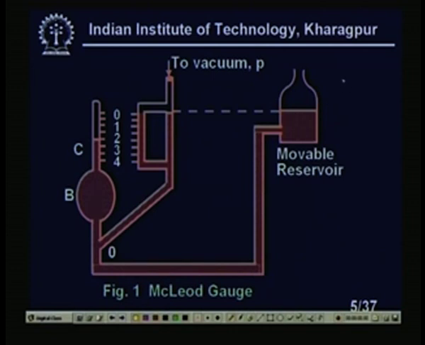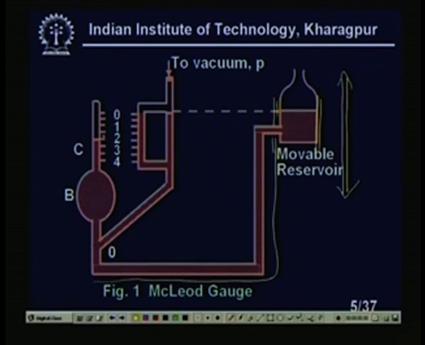So, this reservoir I can move up and down. This is a flexible tubing, even though we have drawn it like this, these are all flexible rubber tubing, right. It is connected to this movable reservoir. The reservoir can go up and down. Actually, there is a frame-like thing through which this reservoir moves, right.